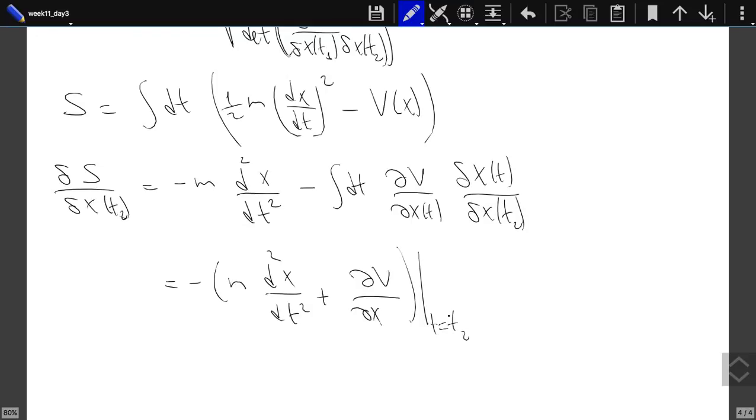By the way, this is your classical equation of motion. If you have a particle in a potential V, the mass times the acceleration is equal to the force, which is minus the derivative of the potential with respect to the coordinate. So x classical just satisfies this being equal to 0.